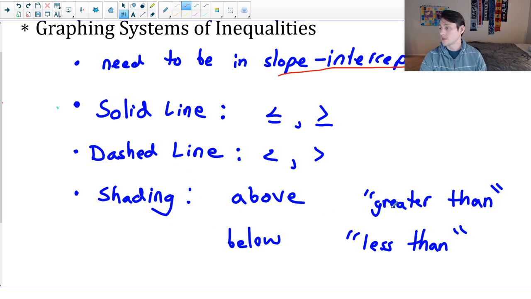If the symbol is a greater than symbol or a greater than or equal to symbol, then we want to shade above the line. If it's a less than symbol of some kind, we want to shade below the line.